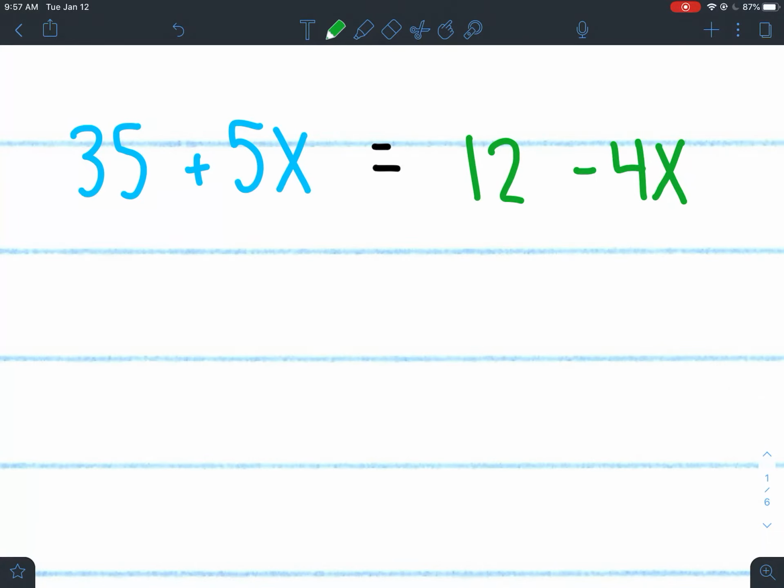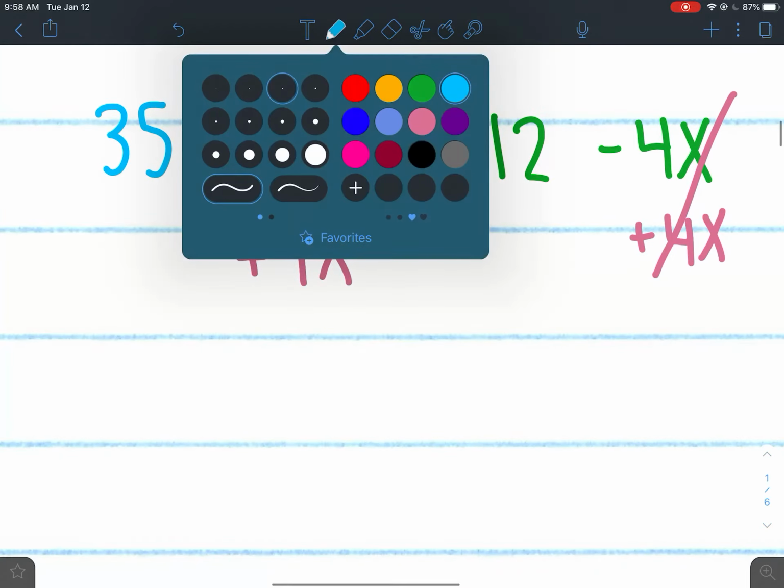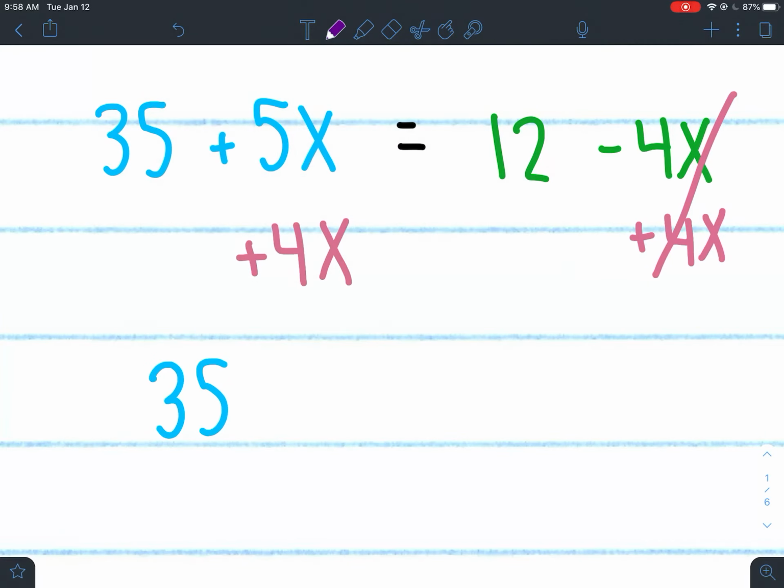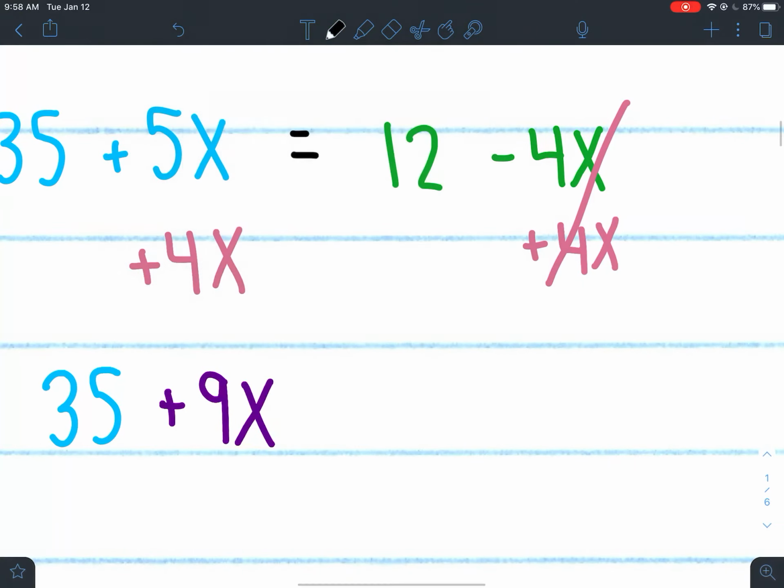Now, typically, we like our variables on the left side. So I'm going to move that negative 4x to the left, and I'm going to do that by adding it to the other side. Because it's negative, I'm going to do the opposite and add it to the other side. Once we do that, it cancels on the right side. We're going to add it to the left side as well. You would add it to the 5x because it's like terms. Don't add it to the 35. The 35 is going to stay the same. And then we have 5x plus 4x is going to be positive 9x, equals 12.